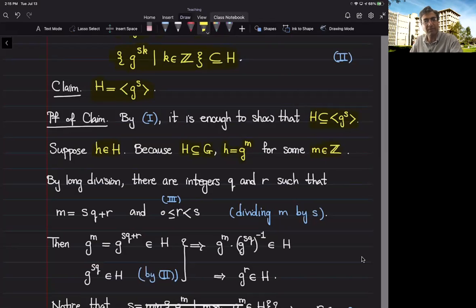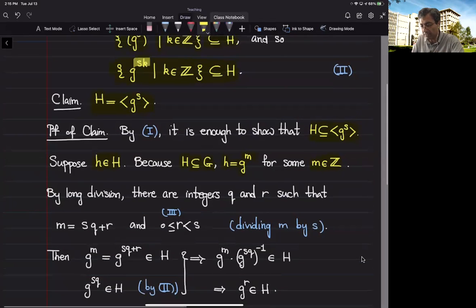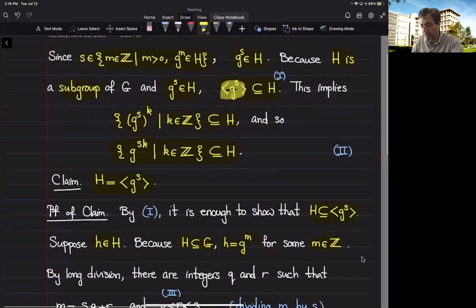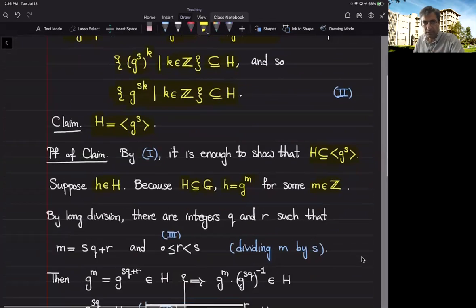Now I'm going to divide m by s. I want to say that m is a multiple of s. So in order to show that, I'm going to divide m by s, and I'm going to argue that the remainder should be 0. Therefore, m is a multiple of s. If I show that m is a multiple of s, I'm done, because every element inside the group generated by g to the s is nothing but g raised to the power of an integer multiple of s.